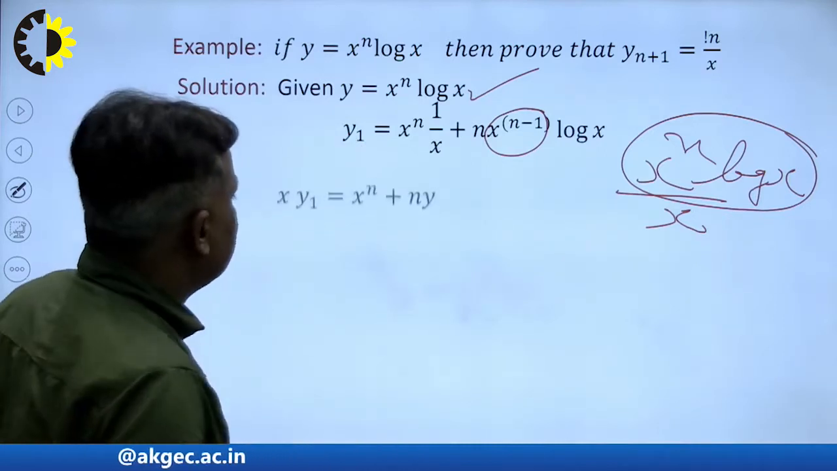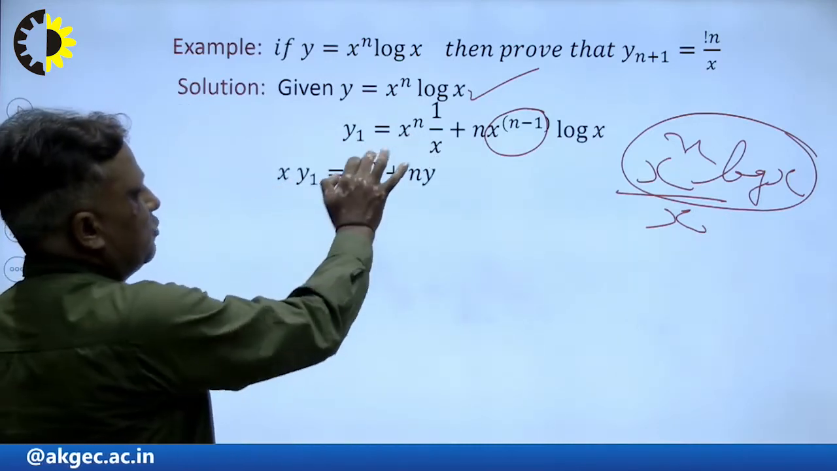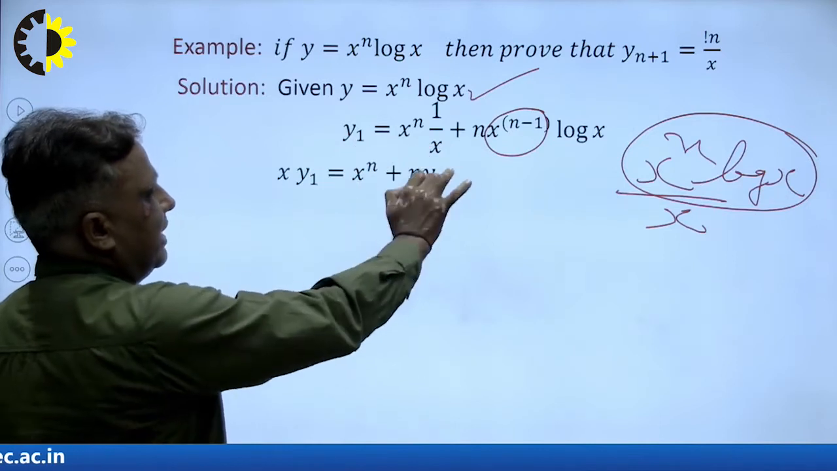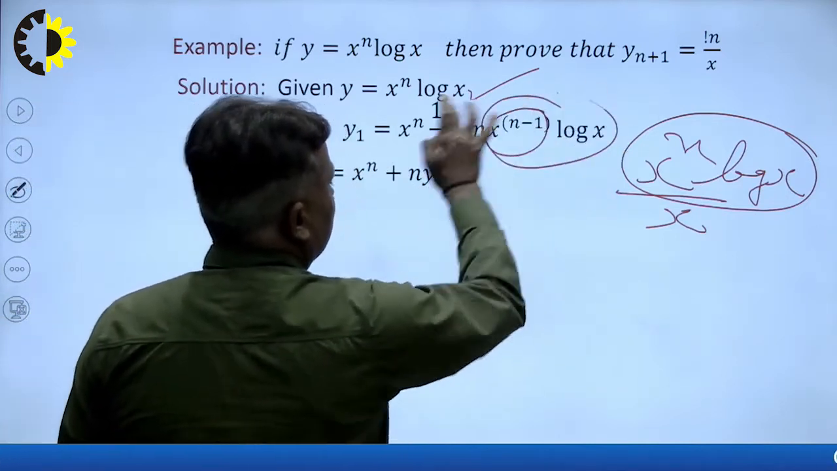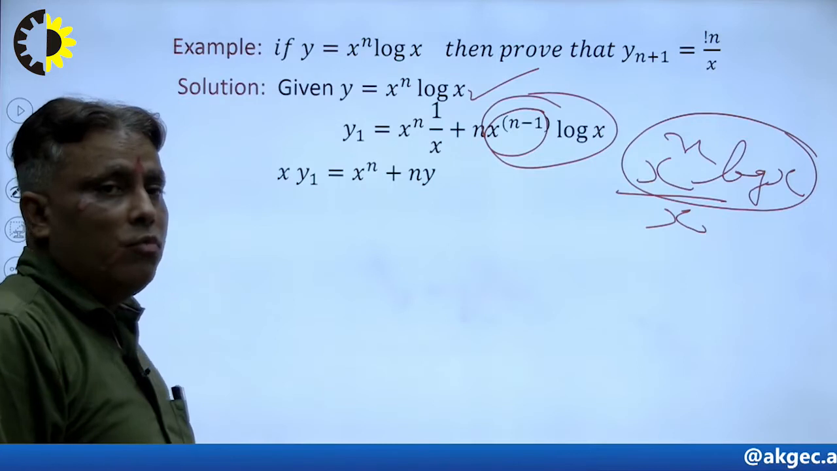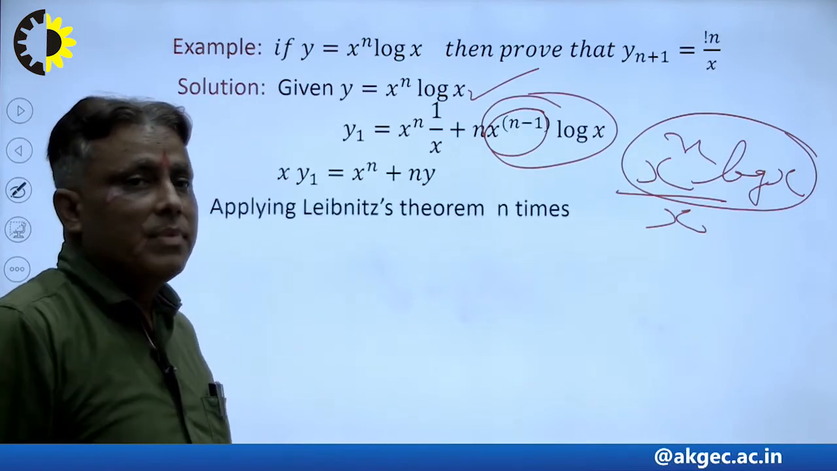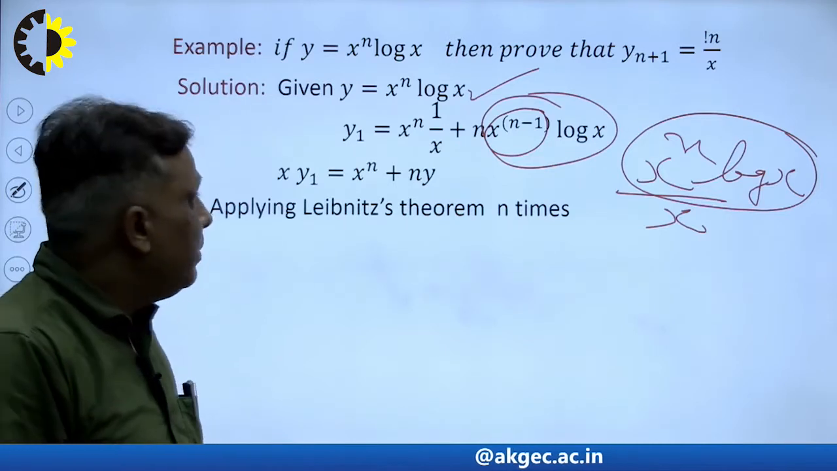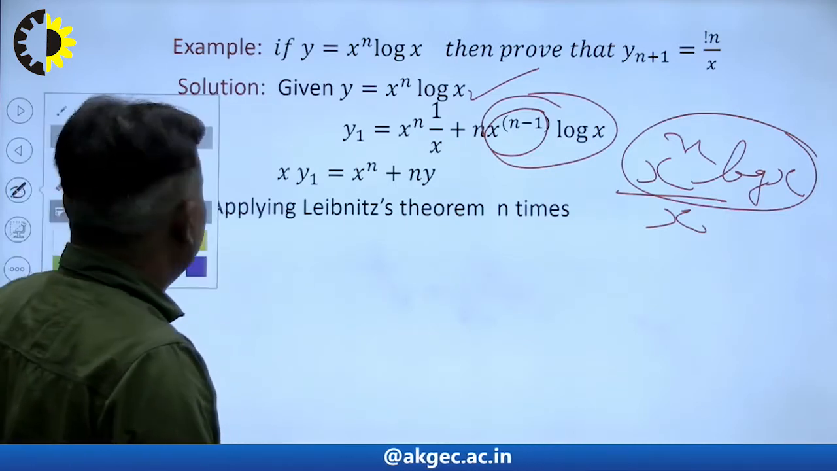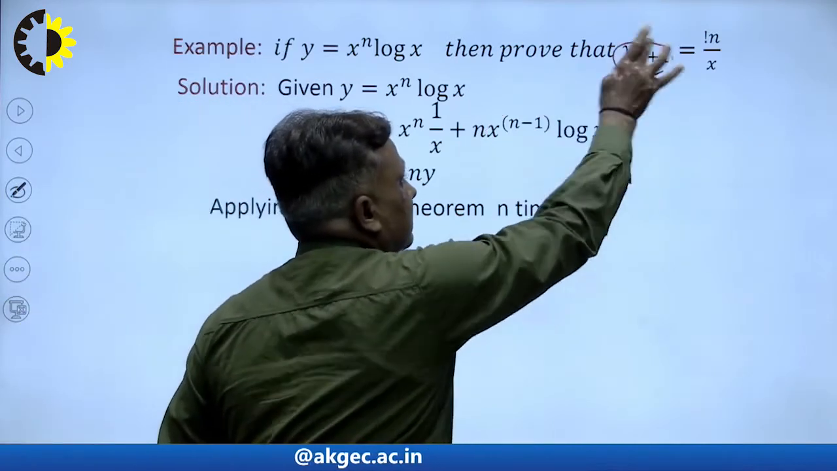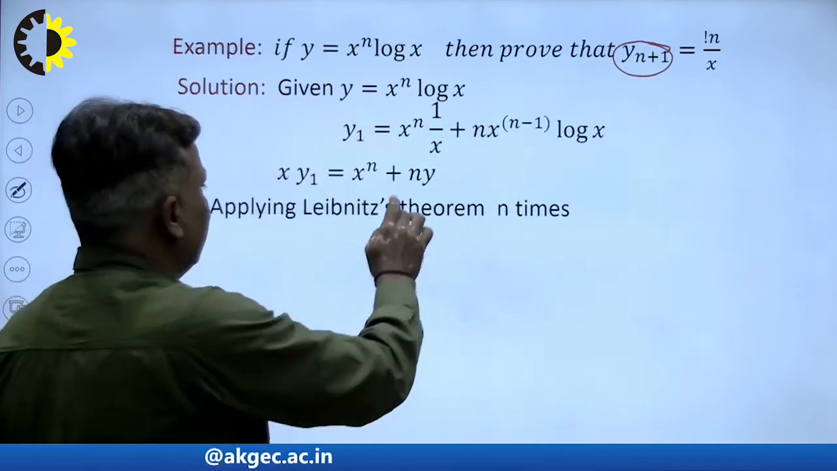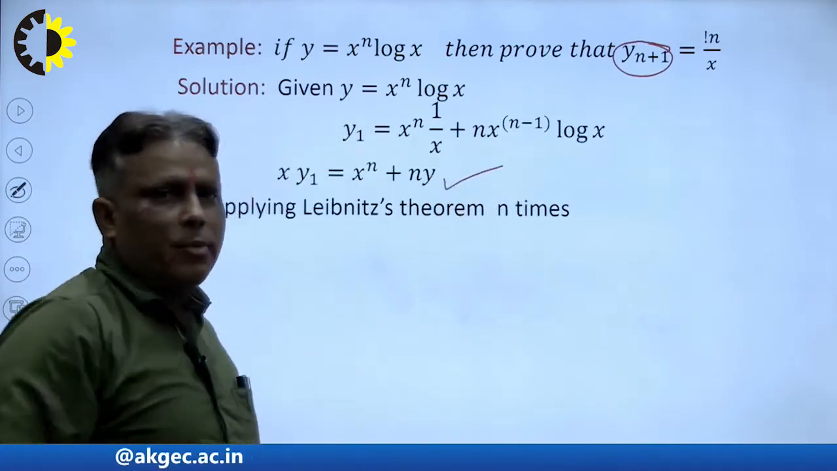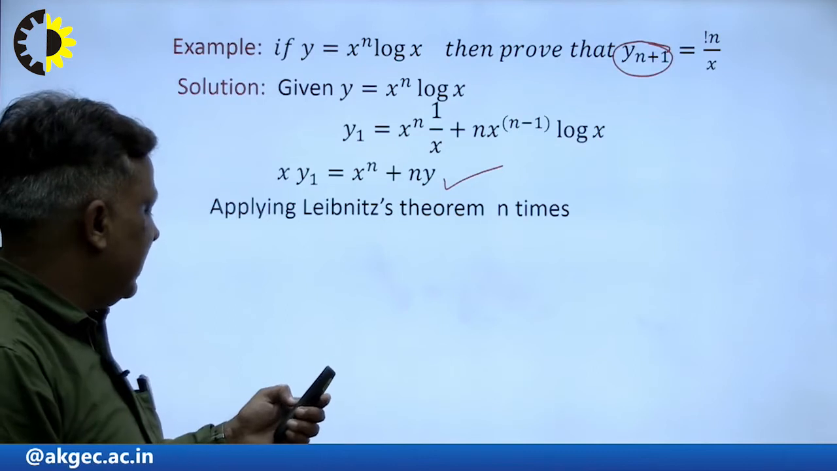So what will be the result of x y1, x raised to the power n? x goes to this side, so n, or this is equal to y, I write here, right? Now we differentiate here again by using Leibniz theorem n times. Why? Because our aim is to calculate yn plus 1, and I differentiate 1 time, so the remaining portion is n. So I apply Leibniz theorem n times.